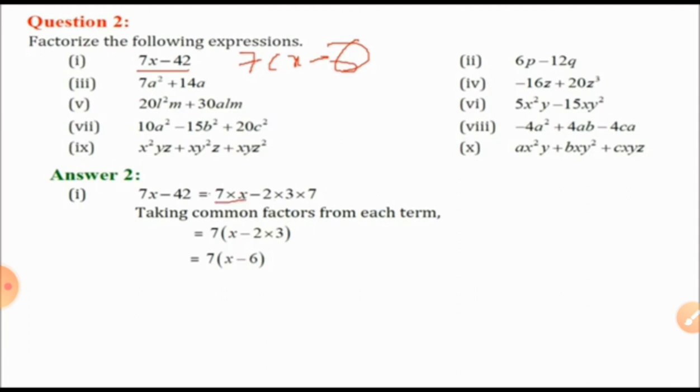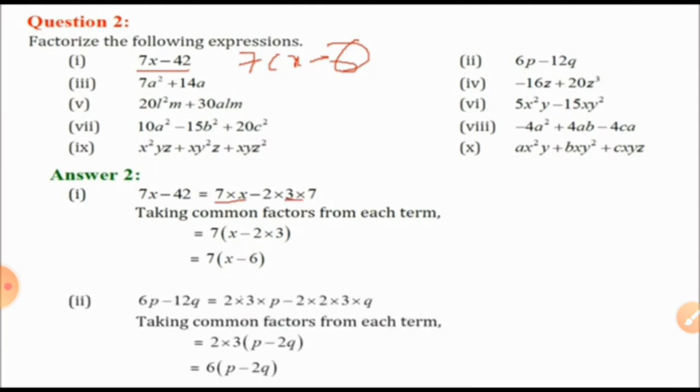We can find 7x and 42. Who is the common here? One number is common, that's 7. So we can write 7 into x minus 2 into 3 into 7, because two 3s are 6, 6 7s are 42. Out of both terms, 7 is the common. Out of the first term we take out 7, x is remaining, minus 2 into 3, that is 6. 7 into x minus 6 is the answer.